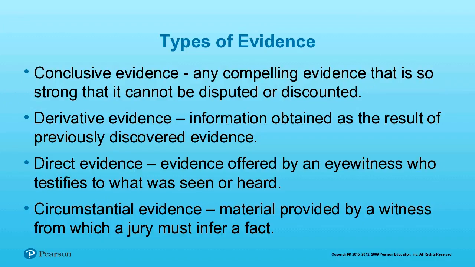And then there's also derivative evidence, and that is evidence obtained as the result of a previously discovered piece of evidence. For example, let's assume that Dylan Roof left the weapon behind at the church after he got done murdering the 9 churchgoers. If they were to find fingerprints on that gun, that would be an example of derivative evidence.